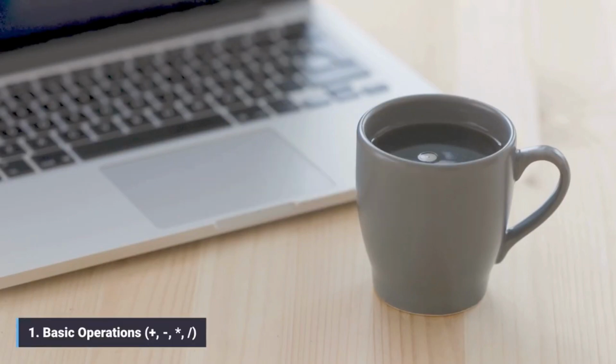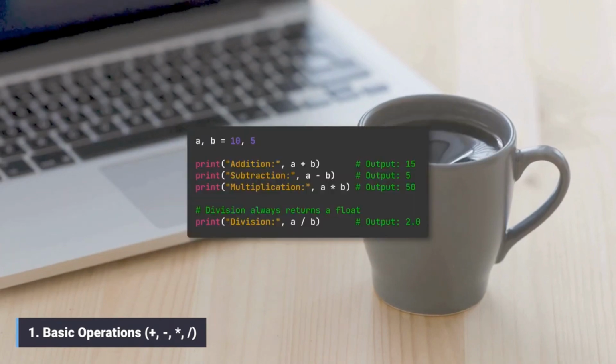1. Basic operations. Python supports the standard 4 operations. A key thing to note is that the division operator, the /, always returns a float, even if the result is a whole number.